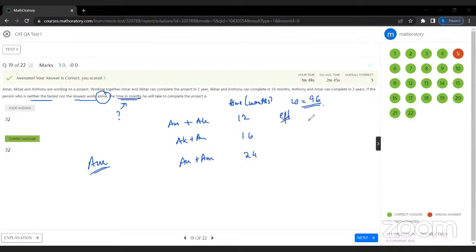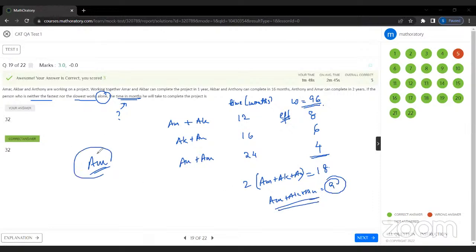So what will the efficiencies be? 96 by 12, that's an efficiency of 8. 96 by 16, that's an efficiency of 6. 96 by 24, that's an efficiency of 4, right? So if I add these efficiencies, 8 plus 6 plus 4, that is 18. What are we getting? We are getting the efficiency of 2 Amars, 2 Akbars and 2 Anthonys, right? So we get the efficiency of twice of Amar plus Akbar plus Anthony. So this is the sum of efficiency doubled, right? So Amar plus Akbar plus Anthony will be 9. So this is the total efficiency of these three.